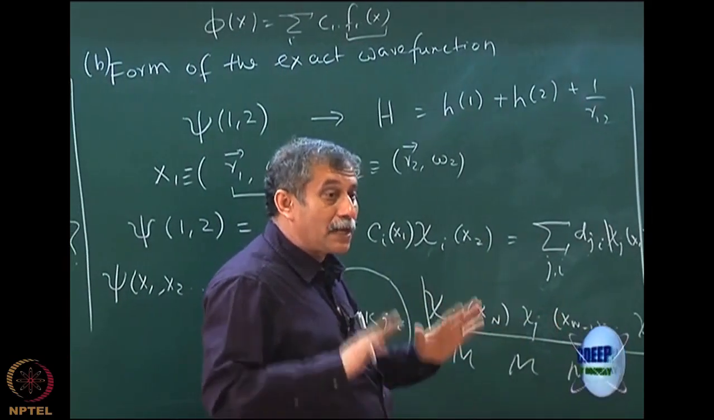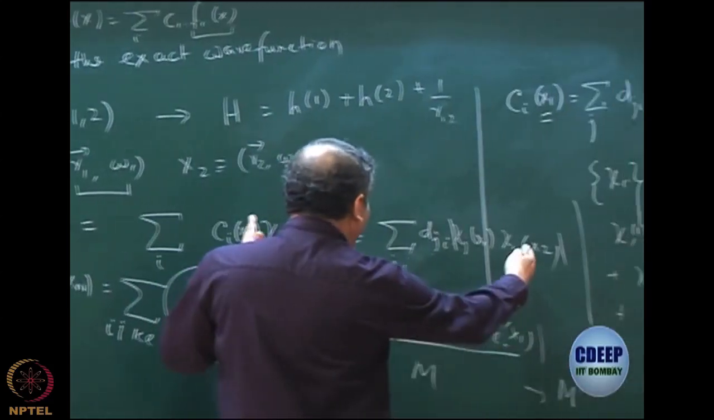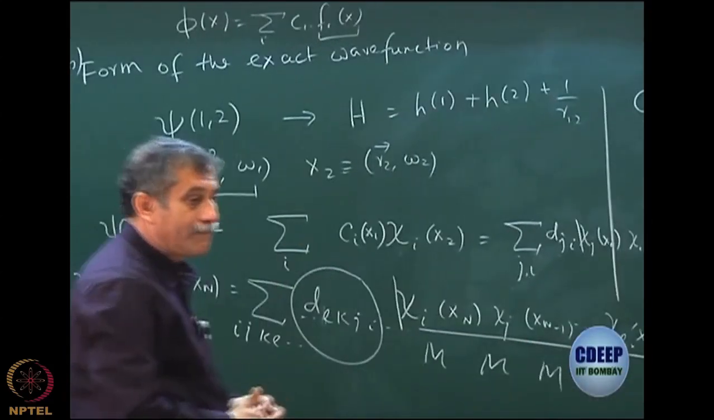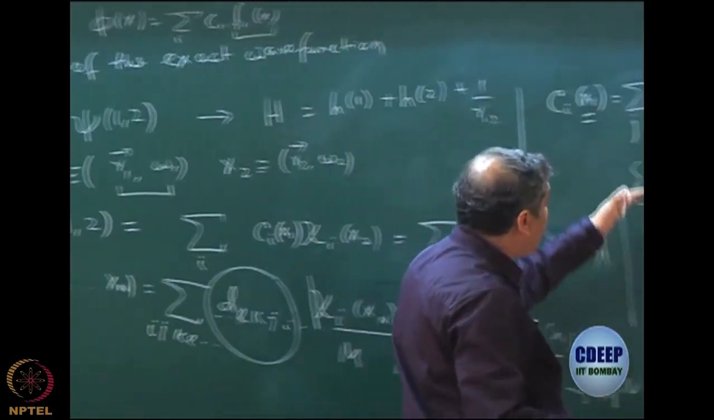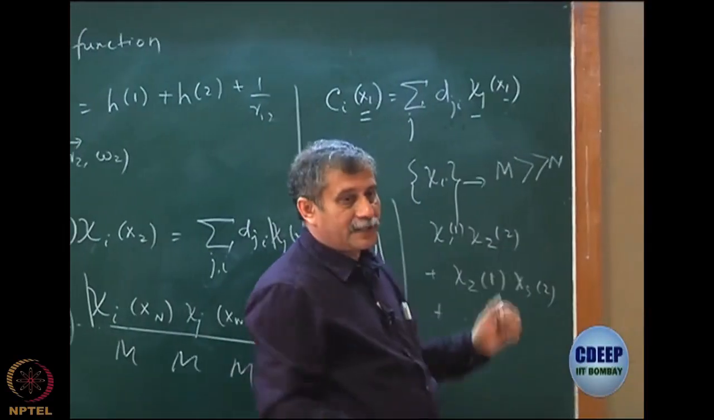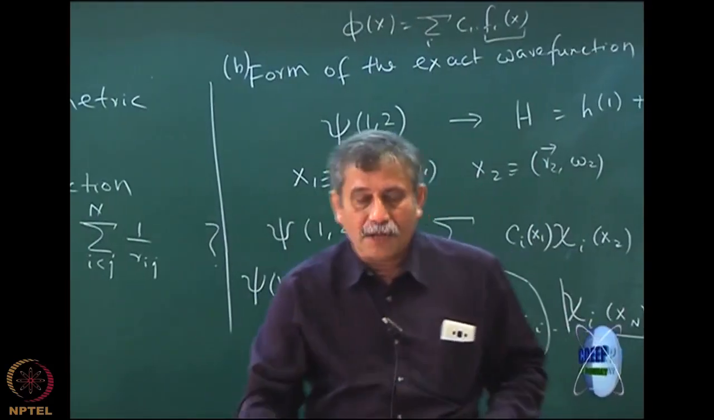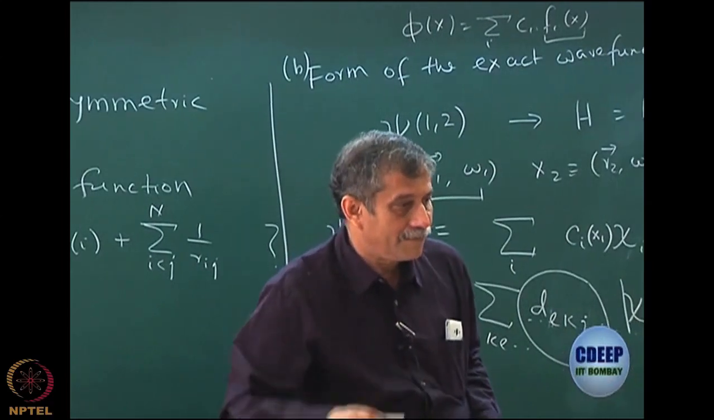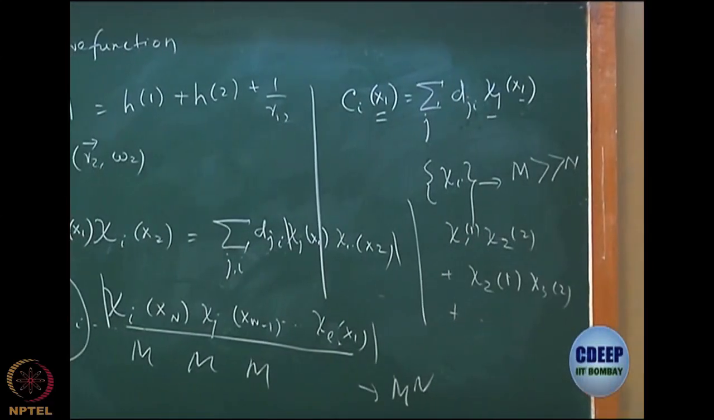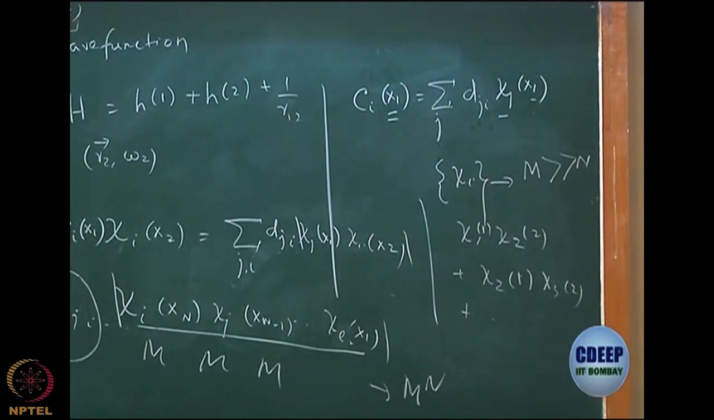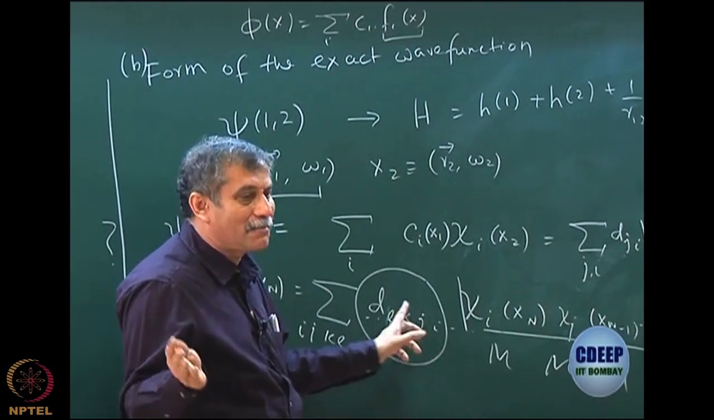So my basis must be an anti-symmetric basis. My basis is no longer just the product, but a determinant. So I will have to write the wave function in terms of all possible n-electron determinants that I can generate out of an m basis, which is MCN. So I will write them now. This is just the combination coefficient for each determinant, and I am just keeping track with L, K, it doesn't matter.